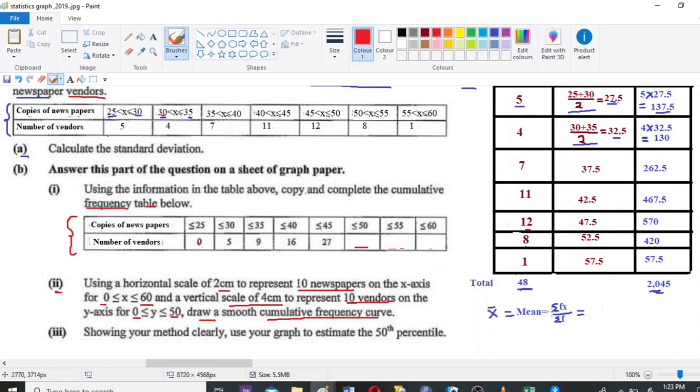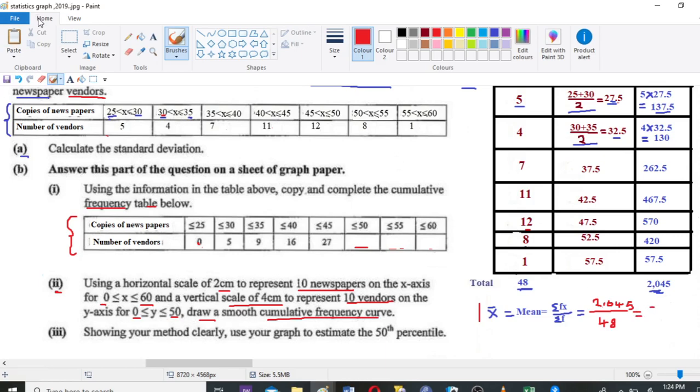Okay, so we have the formula here for the mean. Mean is equal to the summation of fx, that's the product, divided by the summation of our frequency. The summation of the frequency is 48, right? And the summation for the product is the number right here. Now dividing that, you're going to get 42.